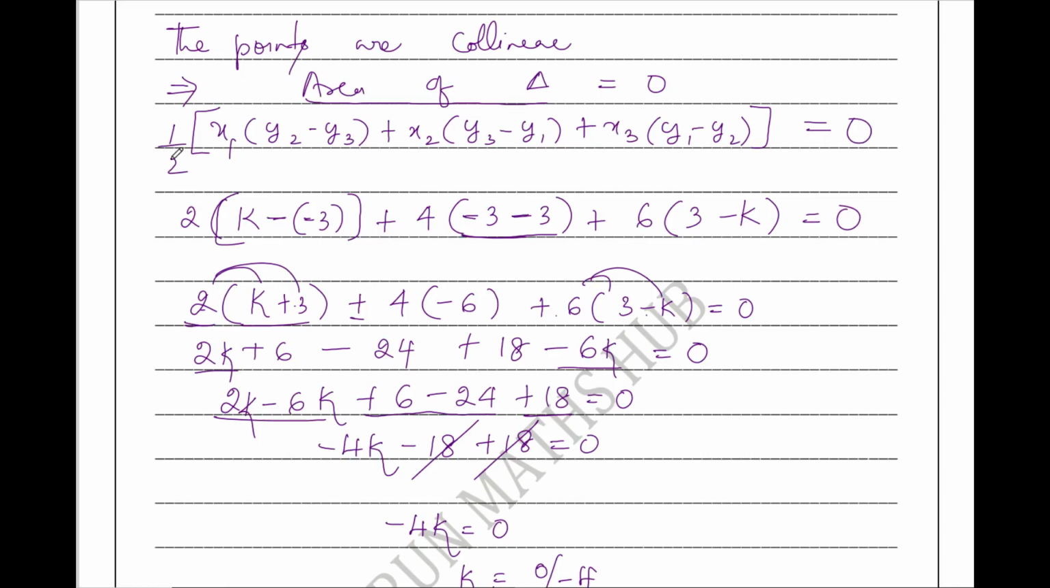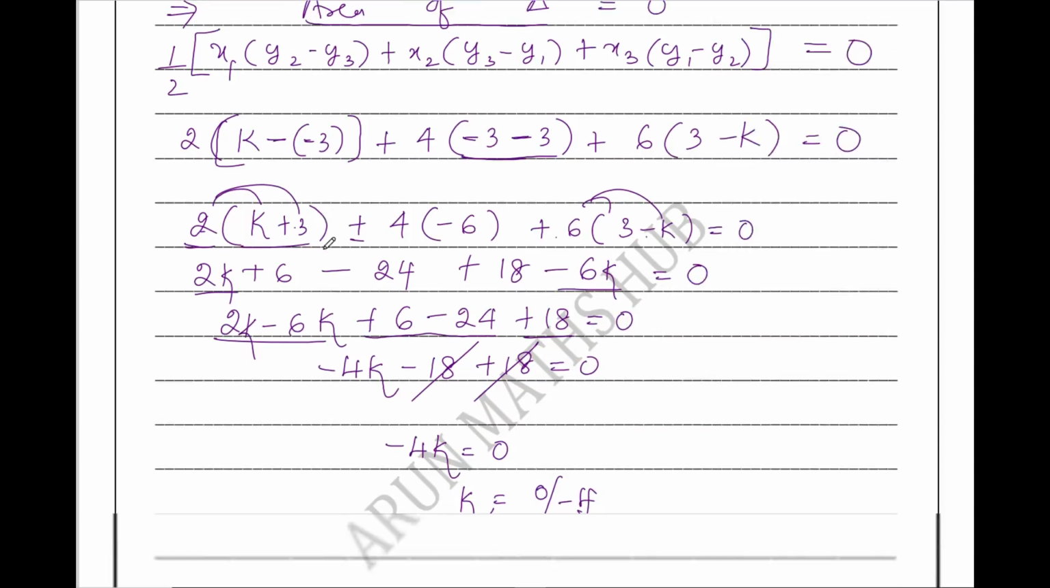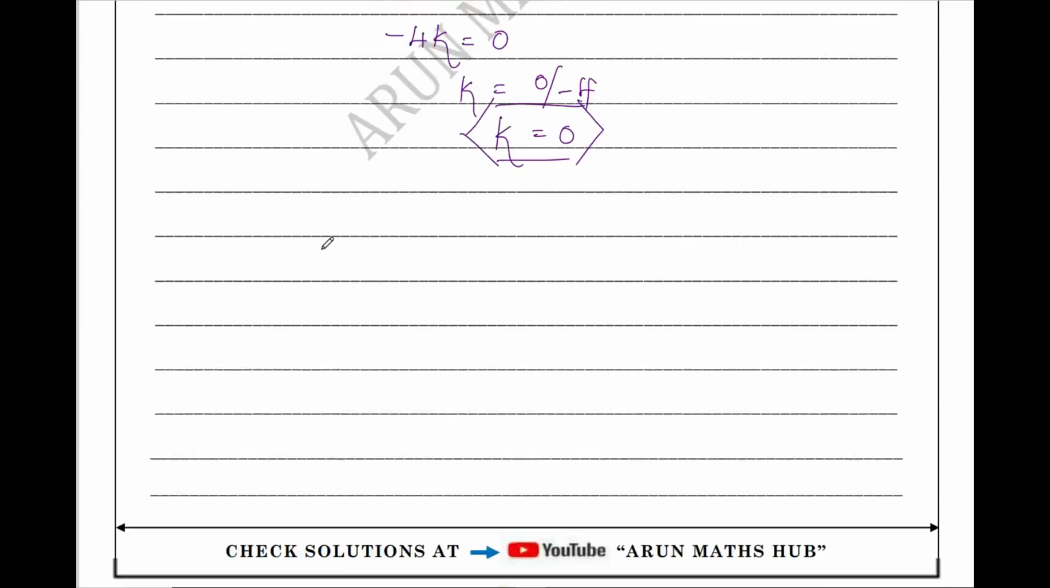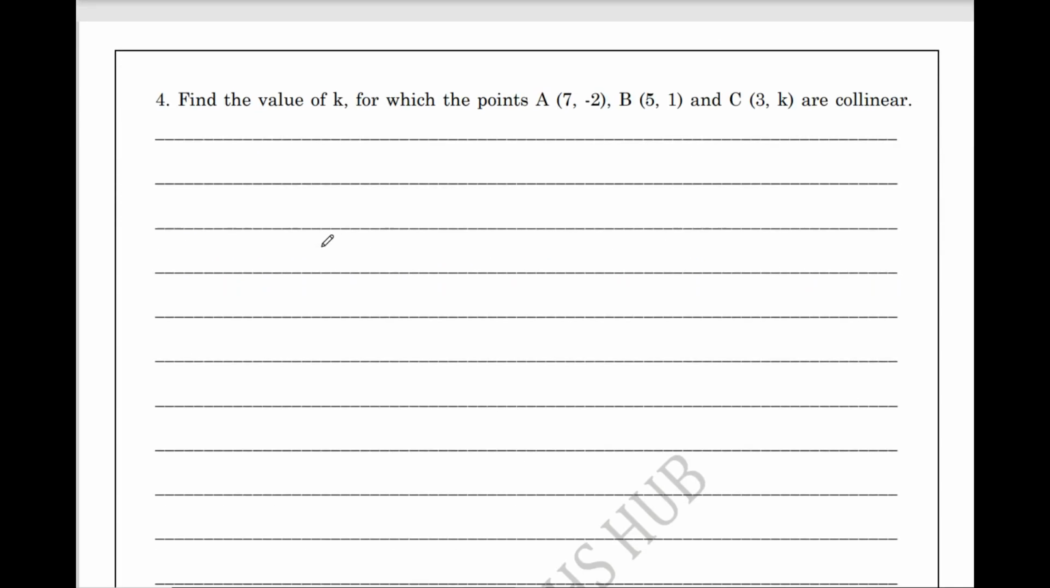Then if you cross multiply, this 2 into 0 becomes 0. Then substitute the values of x1 y1, x2 y2 and x3 y3, and if you simplify, you'll get the value of k. In the same way, you have one more question to find out.